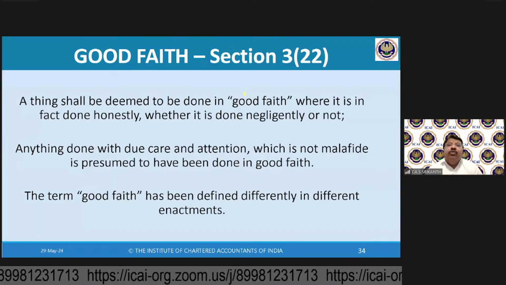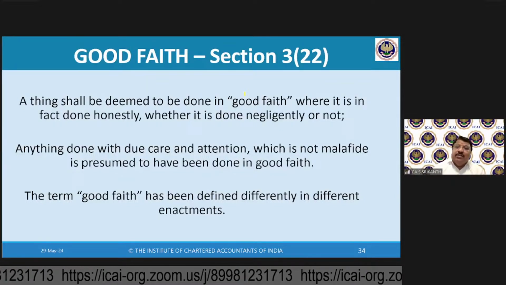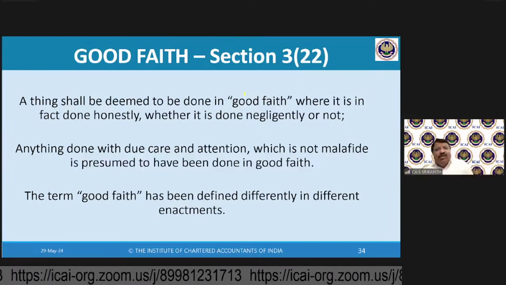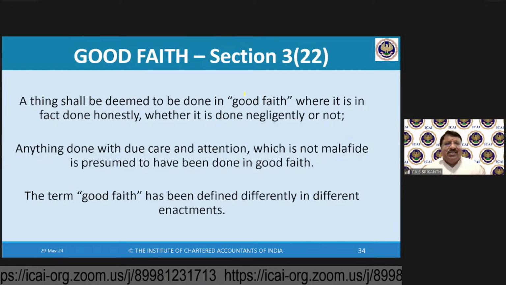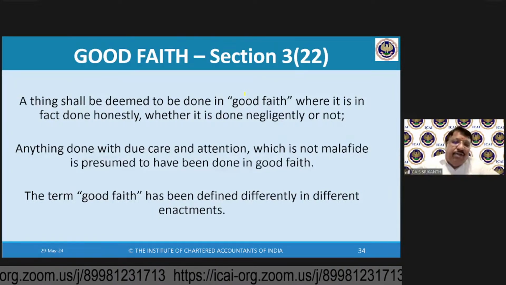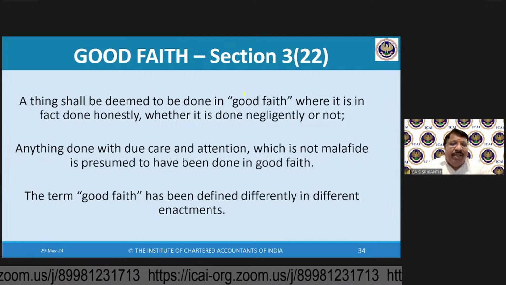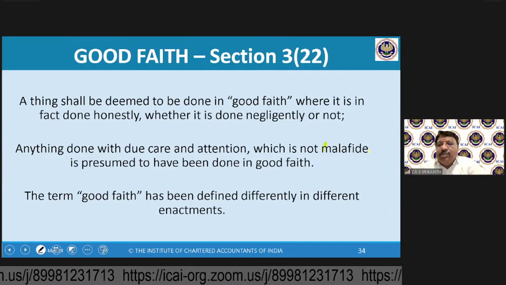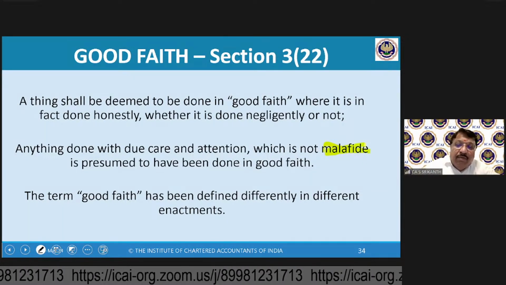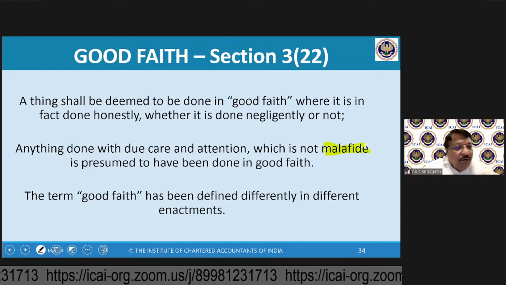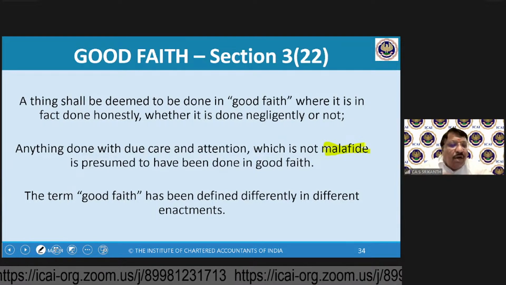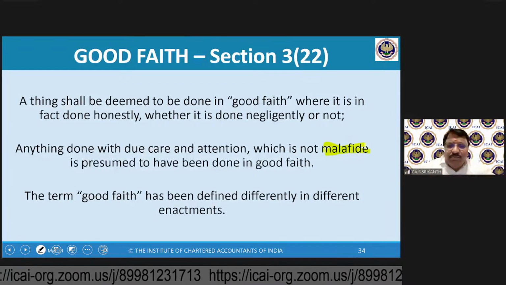So many times people do with good intentions, but the effect is not what they wanted. So good faith is something which is done honestly, whether it is done negligently. So the intentions are honest, but it has resulted in negligence also. Anything done with due care and attention, which is not mala fide, when the intention is not dishonest. Mala fide is the opposite of bona fide. Mala fide means bad intention, whereas bona fide is good intention or good confidence. So anything done with due care which is not mala fide is presumed to have been done in good faith.